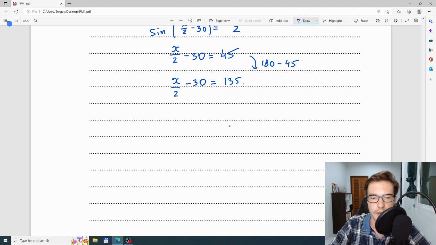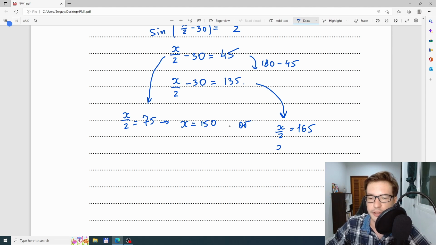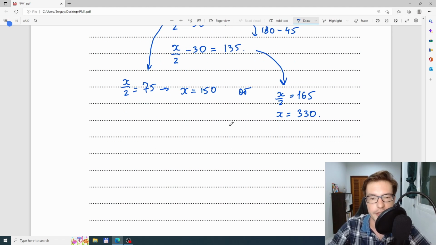Let's start with the first one. It gives me x over 2 equals 75. Multiply both sides by 2, so I get x equals 150. Or, let's have a look at this second equation. x over 2 equals 165. Multiply by 2, so x equals 330. Okay, let's state both values as the final answer. Answer: 150 degrees or 330 degrees. Time for the next question.